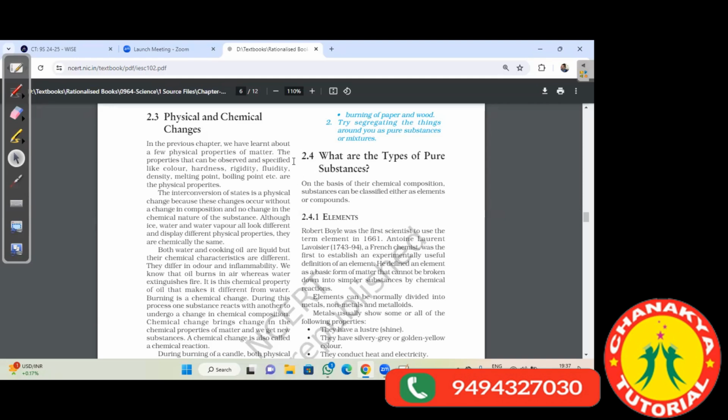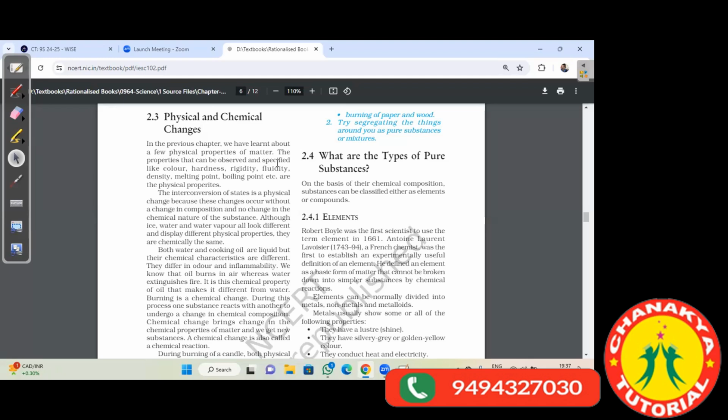So physical changes are the changes where there are properties that can be observed and specified, like color, hardness, rigidity, fluidity, density, melting point, boiling point, etc. Rigidity means hardness of the substance. Are rigidity and hardness the same, or are they different? Yeah, they are a little bit different.